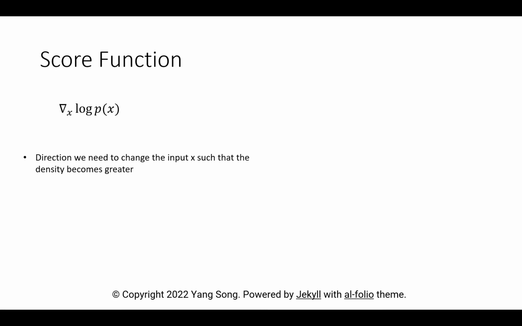Now the derivative or gradient of any function gives you a direction of change. You know that the derivative is the rate of change, and if it's multi-dimensional, it gives you the direction of change. Even in one dimension it tells you whether it's positive or negative. So this score function essentially will give you the direction in which we need to change the input x such that the density becomes greater.